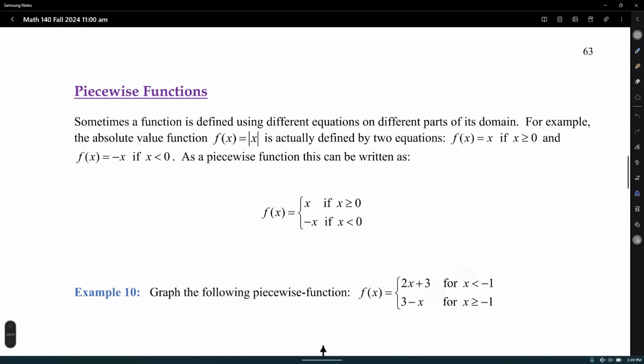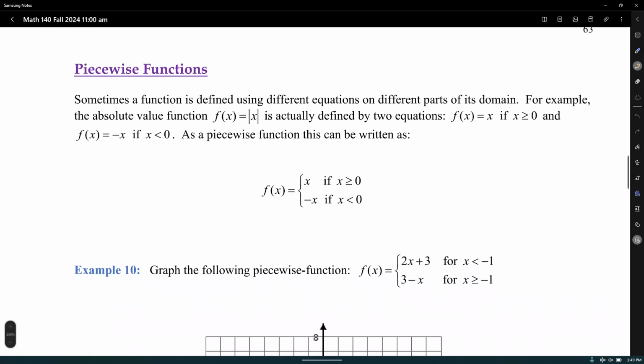Well, actually, the function you know very well, which is f of x equals the absolute value of x, which is very well known as the v-shaped function, or the v-shaped graph. Well, let's plot it real quick.